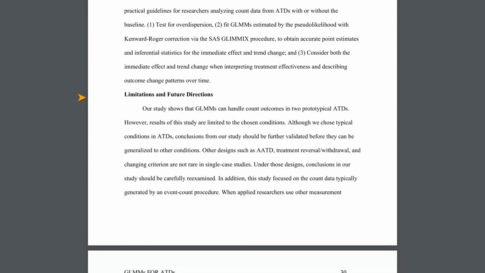So to sum it up, this research gives us a really solid statistical foundation for analyzing data from alternating treatment designs, especially when dealing with count data. It tells us that we can trust GLMs to give us accurate answers about treatment effectiveness, as long as we choose the right model and use proper statistical corrections. This is fantastic news for researchers and ultimately for the individuals who benefit from these interventions. The real-world implications are huge because better analysis leads to better understanding of what works, which in turn leads to better practice. It's all about translating complex data into actionable insights.